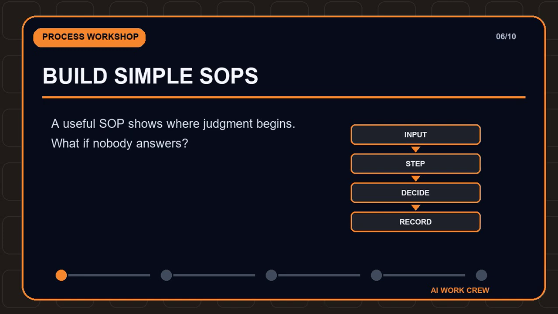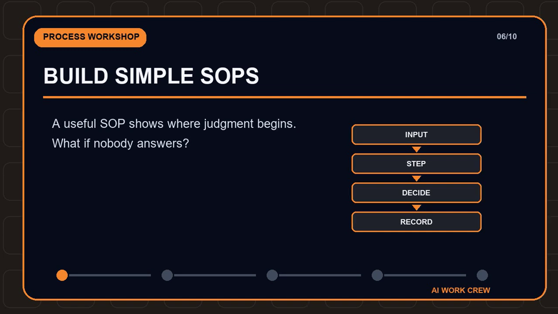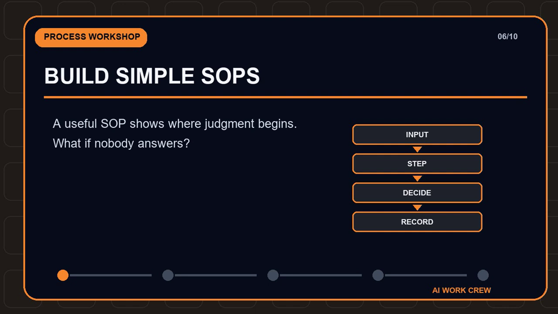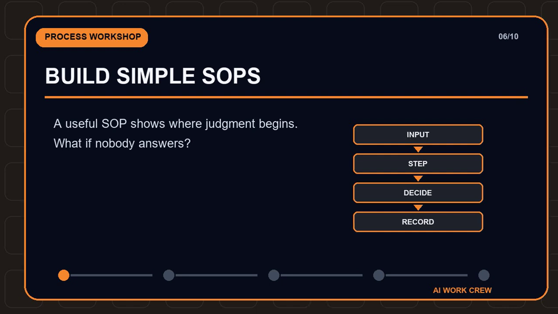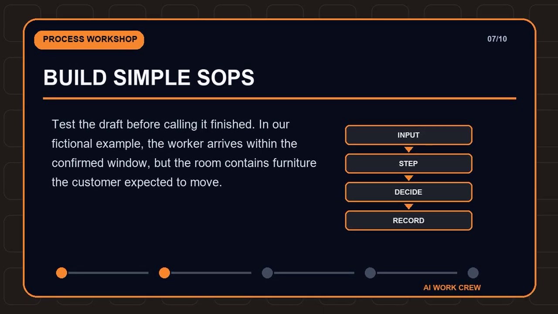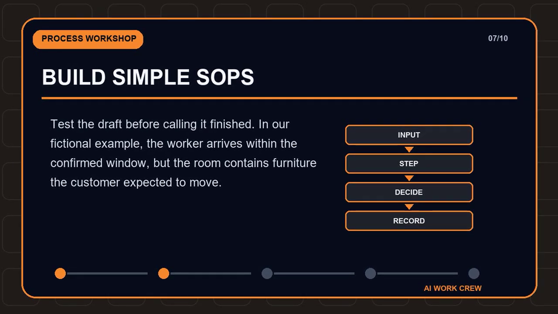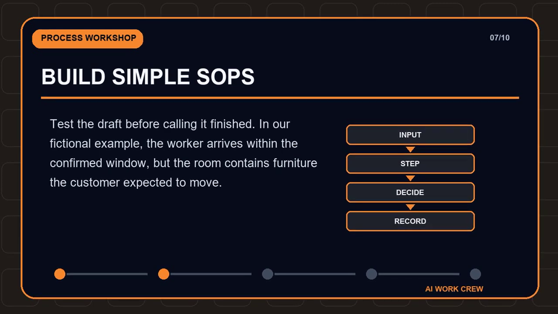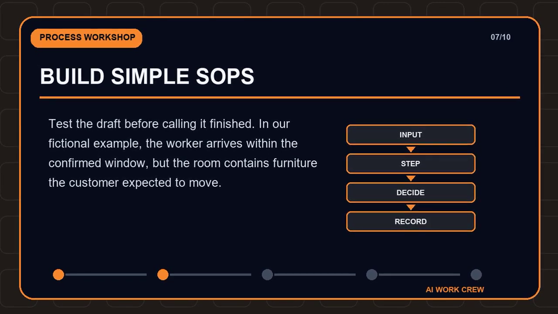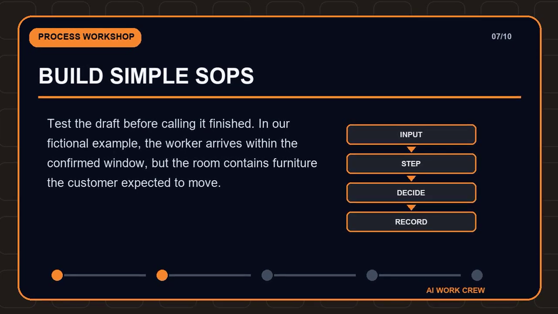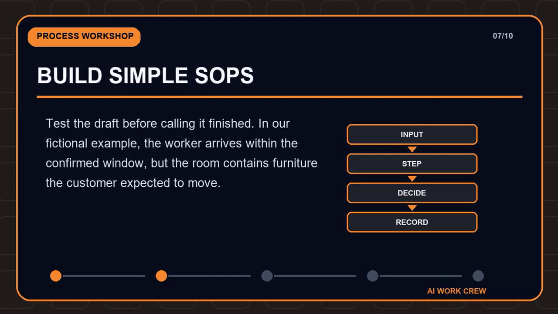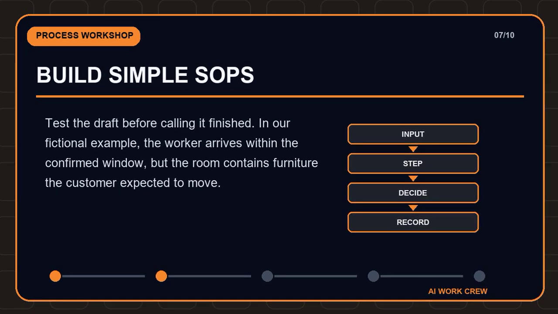In our fictional example, the worker arrives within the confirmed window, but the room contains furniture the customer expected to move. The SOP should reveal the decision. Do not move property or change the scope automatically. Confirm the existing agreement, discuss the available options, document any approved change, and continue only when the work area and responsibility are clear. Ask ChatGPT, which step handled this exception, and where is the instruction ambiguous? Then revise the real process, not just the wording.